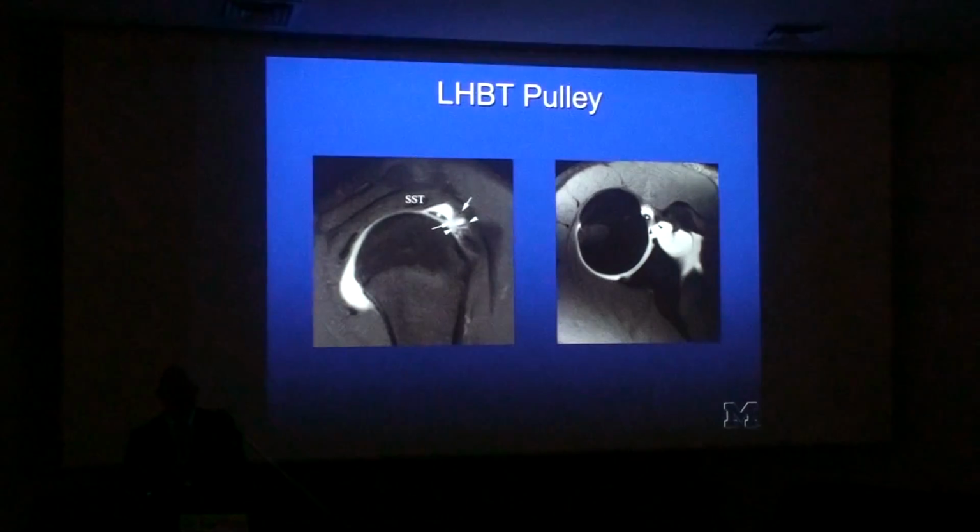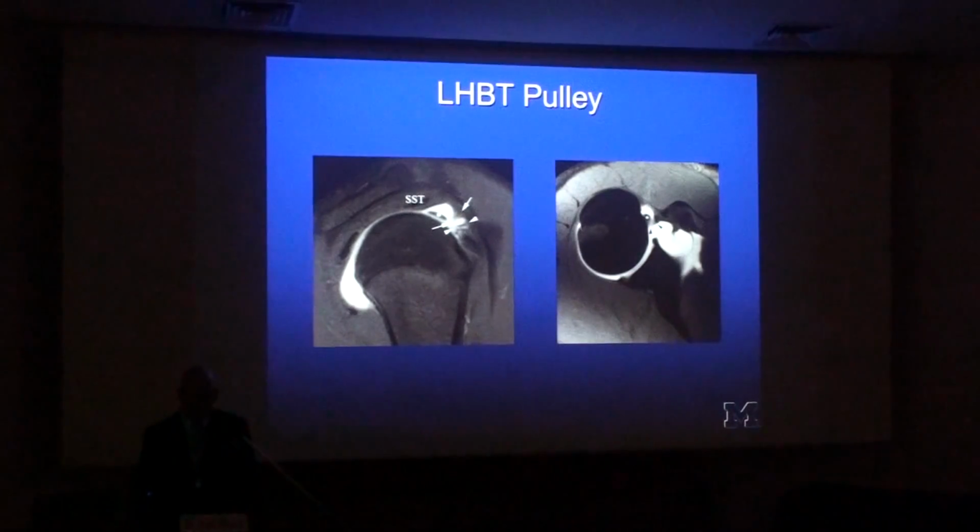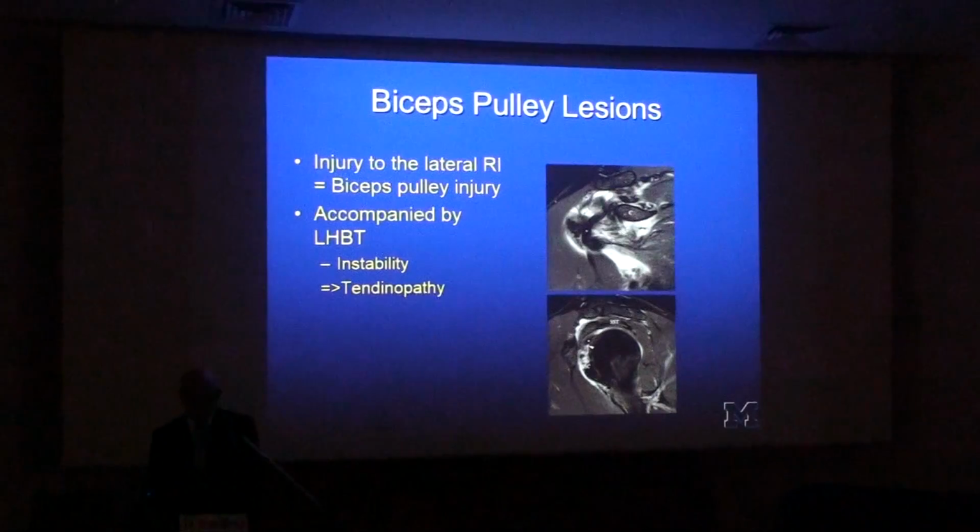MR arthrography is really excellent at showing the pulley itself. Sagittal and axial MR arthrogram images. You can see the interval here. Here is the biceps. This is a portion of that pulley closely associated with the biceps. Axial as well. This is the biceps, and a pulley closely associated with it as well.